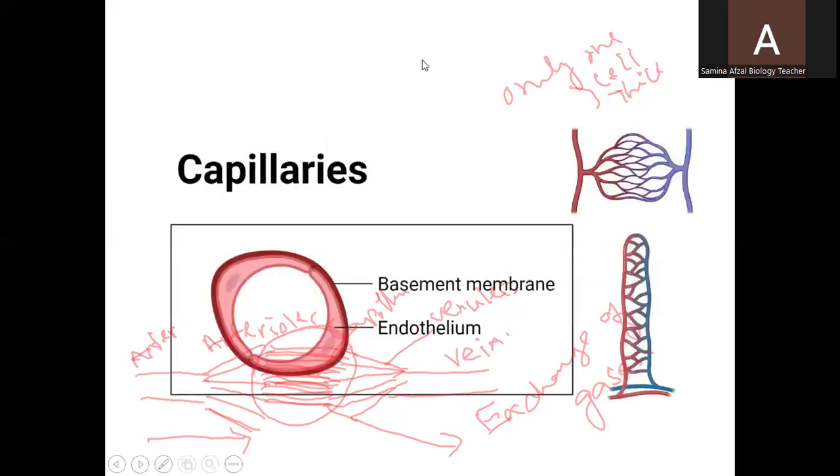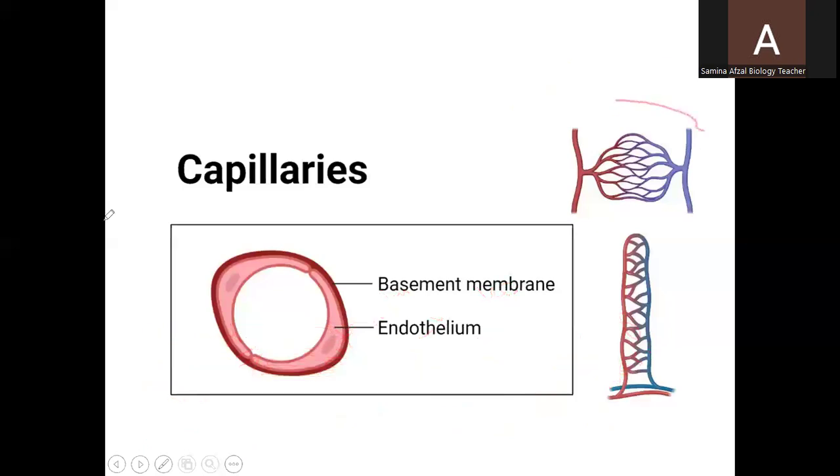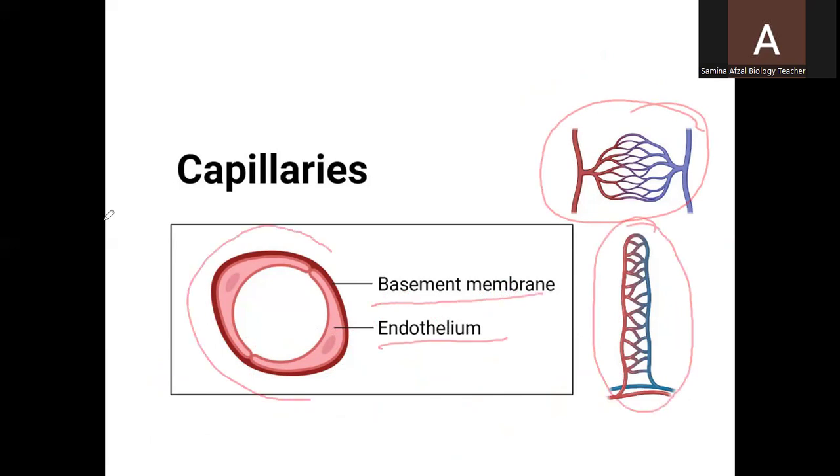In the next slide, you can see the structure of the capillaries, and you can see the fine network of them. In every organ, basement membrane and endothelium, these are the two membranes. So they are very thin. There are no muscles inside, no muscular walls.